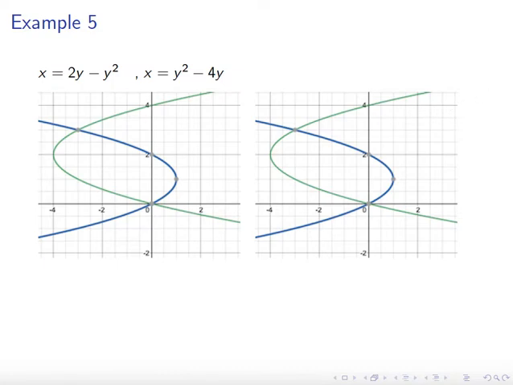And the last example, we have x equals 2y minus y squared and x equals y squared minus 4y. So here 2y minus y squared is the blue curve. Why? Because it opens to the left and the coefficient of y squared is negative. And x equals y squared minus 4y is the green curve because the coefficient of y squared is positive and the green one opens to the right.